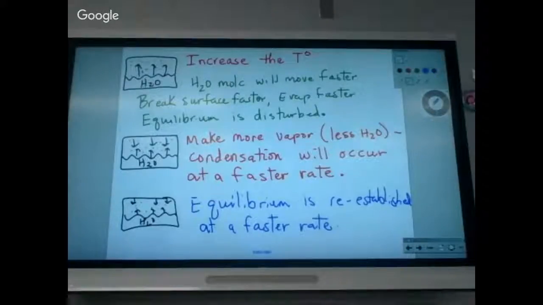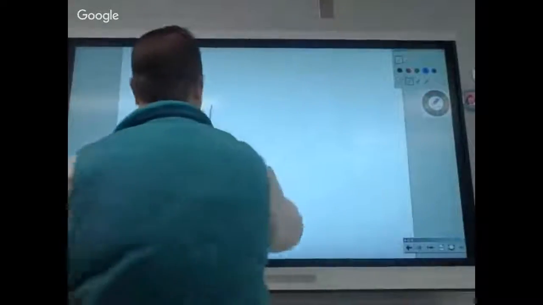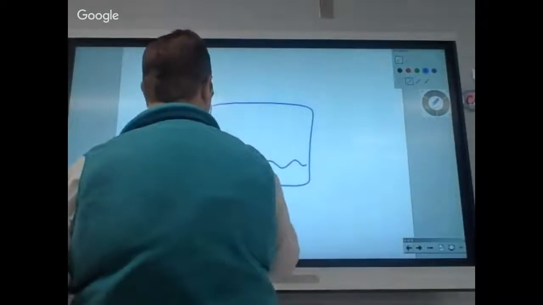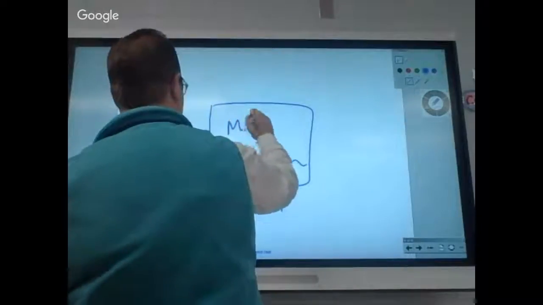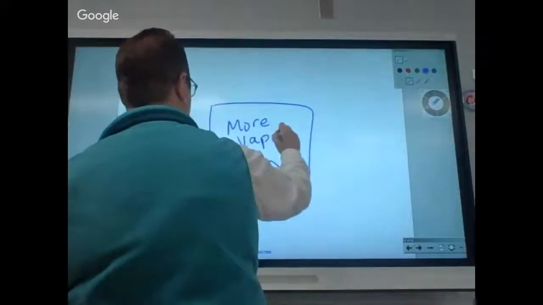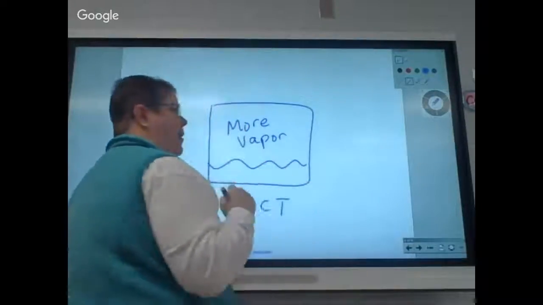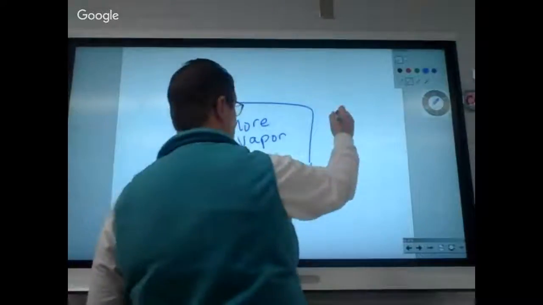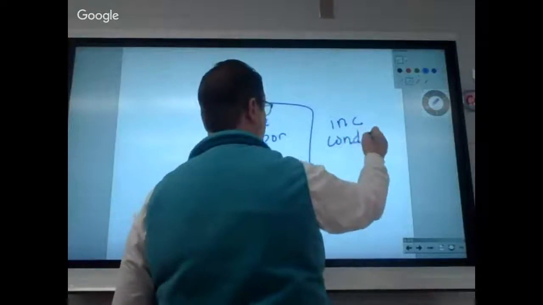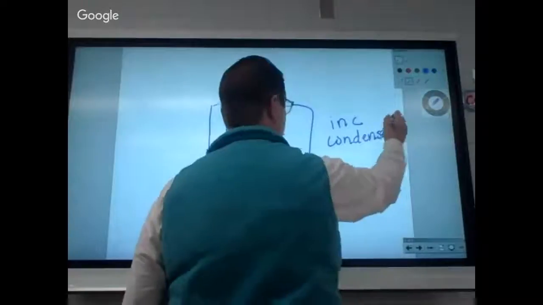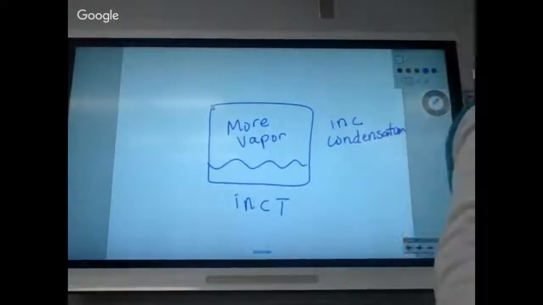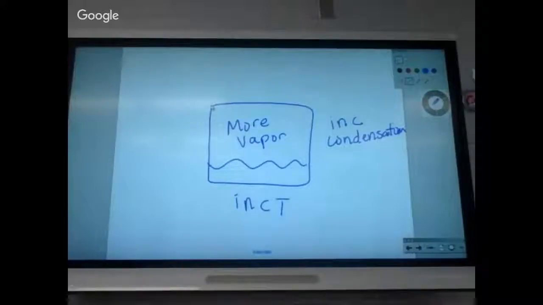See, this is what we need to go over. If we increase the temperature and evaporation goes up, what do you make more of? Vapor. So if you increase temperature, you just told me you make more vapor. If you make more vapor, what has to happen to condensation? You're going to increase condensation. So higher. You're going to put higher for condensation, because condensation is going to get greater if you make more vapor. Okay?